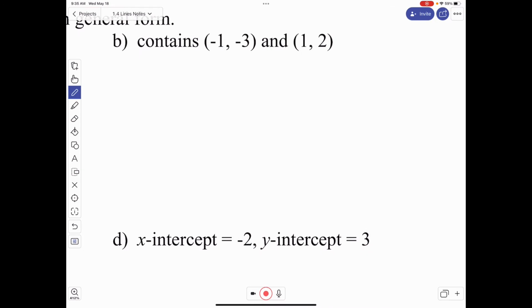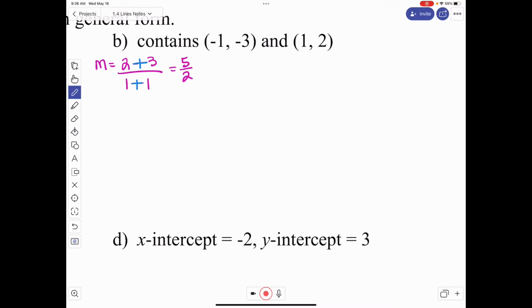They're both general form. Okay, so on the next one. Now, this one says it contains the points -1, -3, and 1, 2. So first, what we have to do is figure out what the slope is. So I've got 2 minus -3 over 1 minus -1. So double negatives are going to turn into positives right there. So I get 5/6 for my slope. Oh, not 6. Why in the world did I say that? 5/2 is my slope.